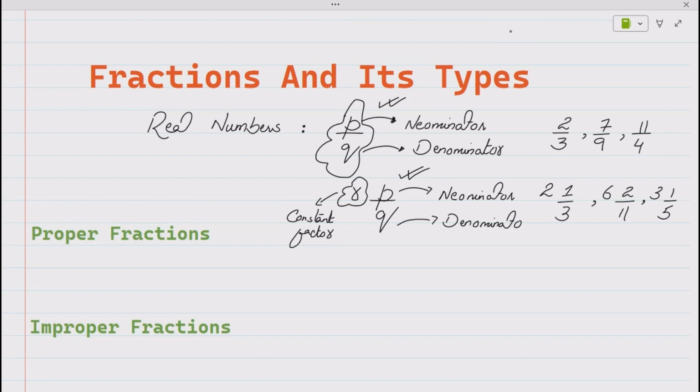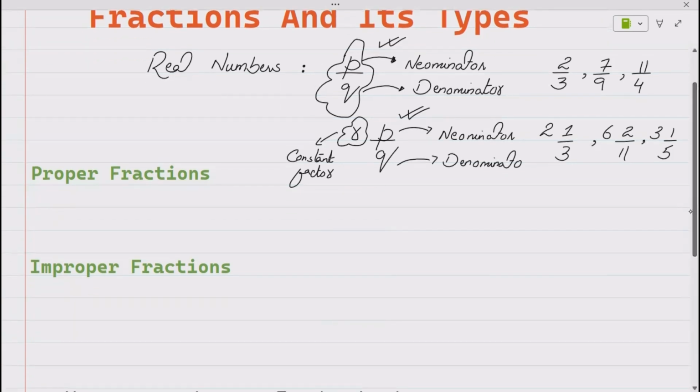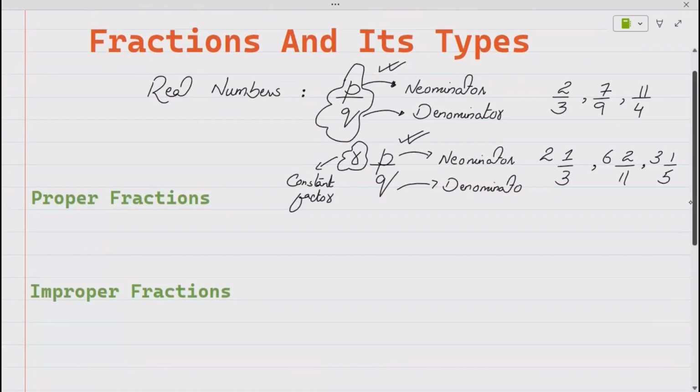But as you can see, these fractions can be written in two ways, like this, P upon Q, and like R into P upon Q. That is because fractions have two types. So let's see what these types are.